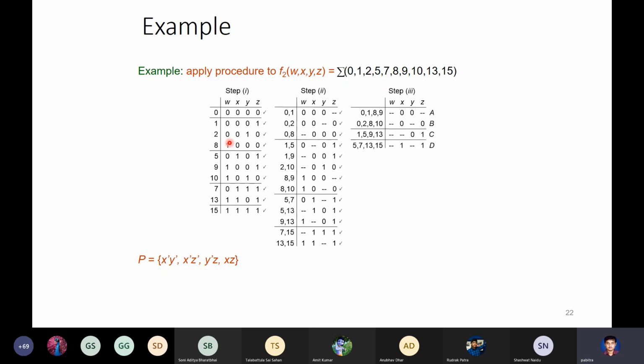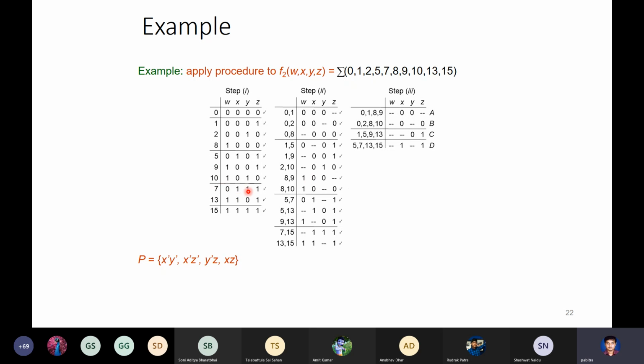Similarly, I look at 2 and 5, 2 and 9, 2 and 10. So you can see that 2 and 10 combine. They differ only in W. So I put a hyphen in W and 0, 1, 0 in the rest of the pattern. 2 and 9 does not combine. 2 and 5 also does not combine. 8 and 9 match. 8 and 10 match. I put them down. Okay.